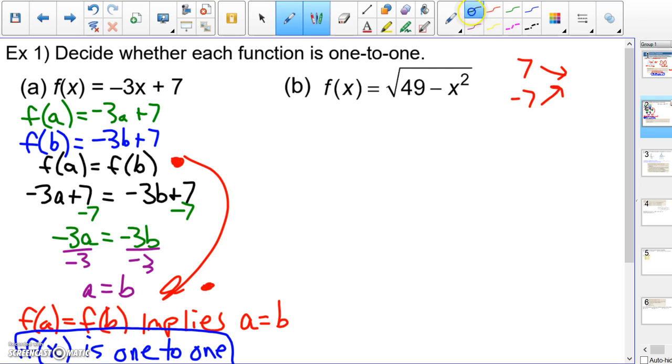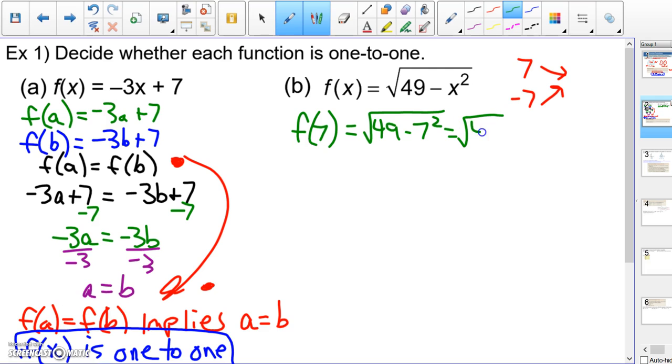So what I'm going to do here is I'm going to try something like f of 7. And you don't have to pick 7. You can pick whatever number you want. If I plug in 7, I have 49 minus 7 squared. That's square root of that. Square root of 49 minus 49. Square root of 0, which is 0. Okay? So when I plug in 7, I get 0.